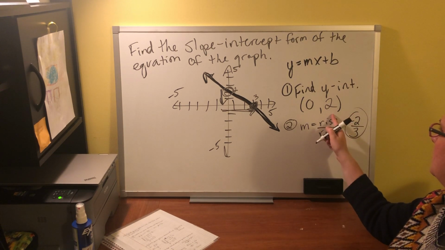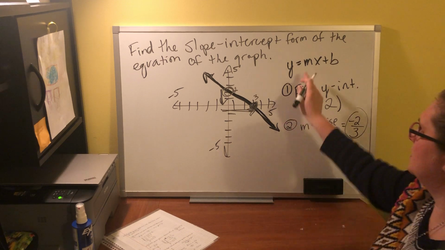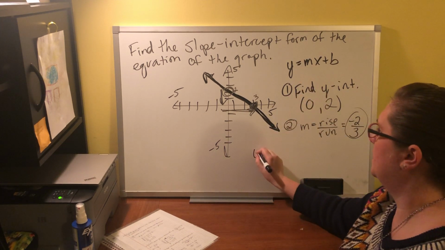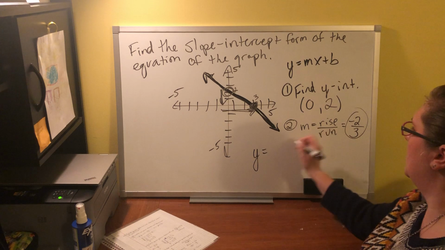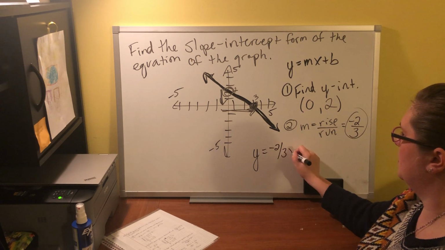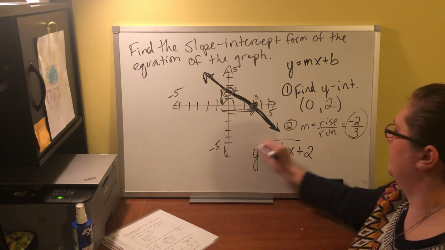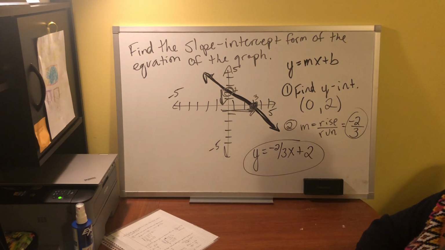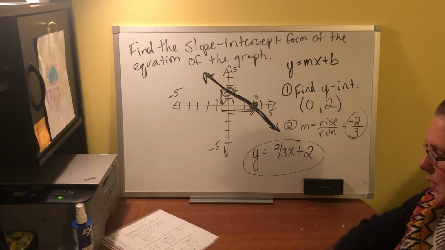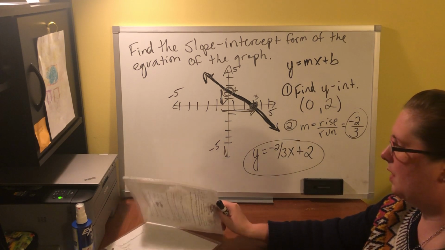So now that we found the y-intercept and the slope, we can substitute into our y equals mx plus b. So y equals, m is negative 2/3, we keep our x, plus our y-intercept is 2. So that is our answer there: y equals negative 2/3 x plus 2. Okay? All right, so that's all we have for 3.5.